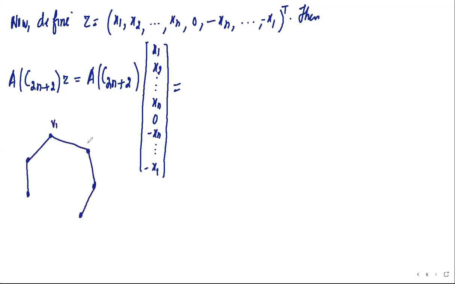So let this be vertex v1, this is v2, v3, v4, this is v2n plus 2, and this is v2n plus 1, and so on. Now the first row of the adjacency matrix of C2n plus 2 is the row corresponding to the vertex V1. This vertex V1 is adjacent with V2. That means the A12 entry is non-zero in this adjacency matrix, and also the last entry in the first row is non-zero.